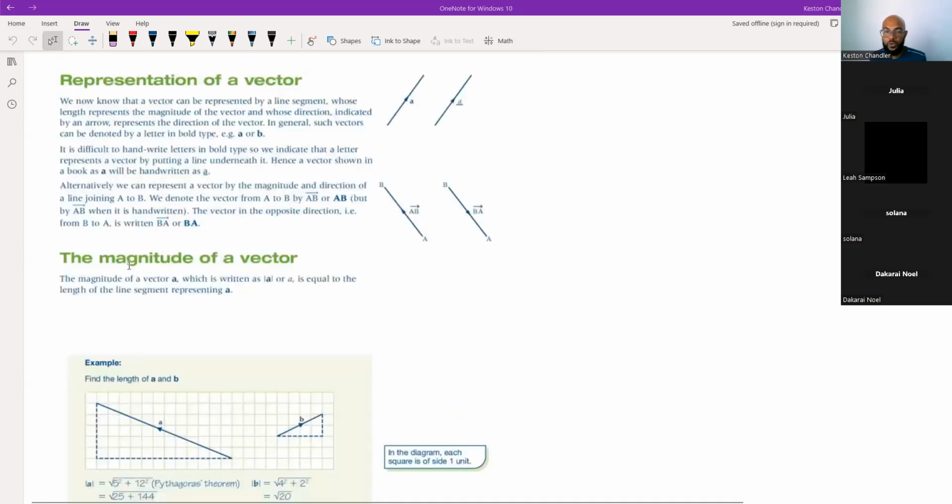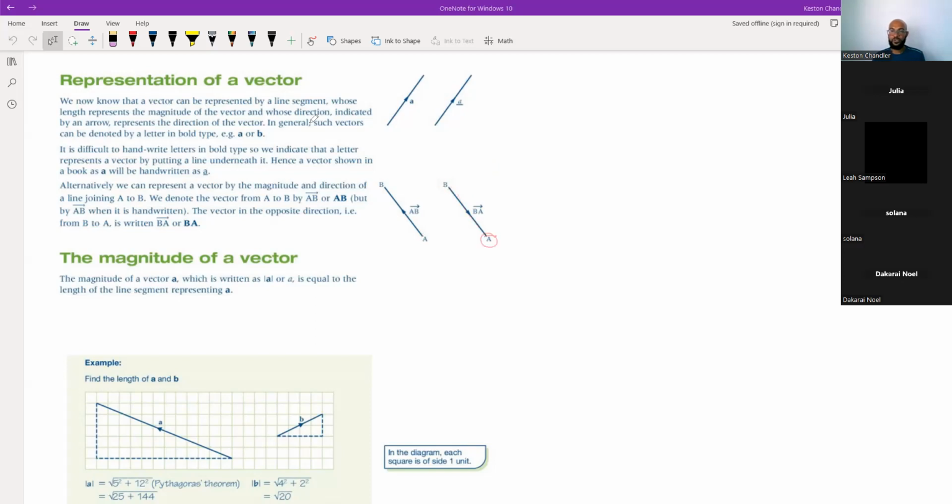We then went on to talk about representing vectors, and we say that it's represented by these rays that you're seeing on the screen. Apart from that, it can be represented by bold letters, and since we can't write bold letters in our notebooks, we just put a little line underneath. Other than that, we could have starting and end points to help us determine the direction. So this vector here is the vector AB, because it starts from A and goes to B. We could tell that by the arrow. This one is the vector BA, because it starts from B and goes down to A.